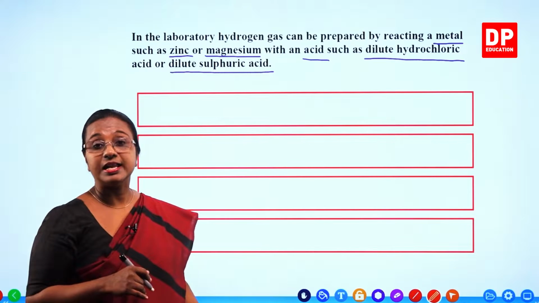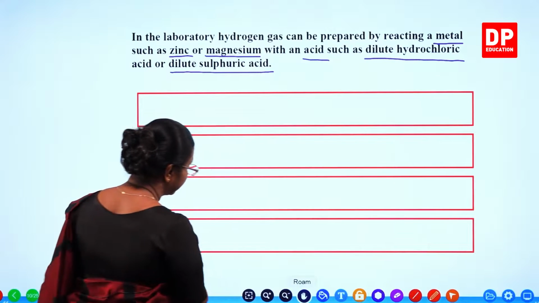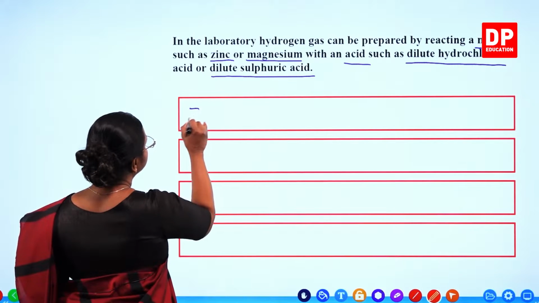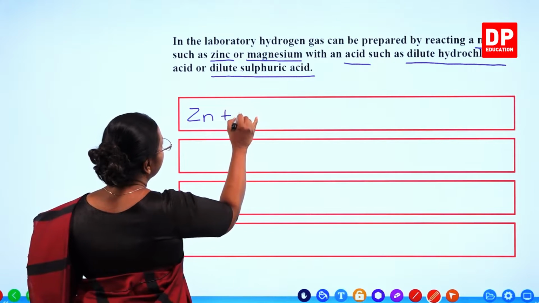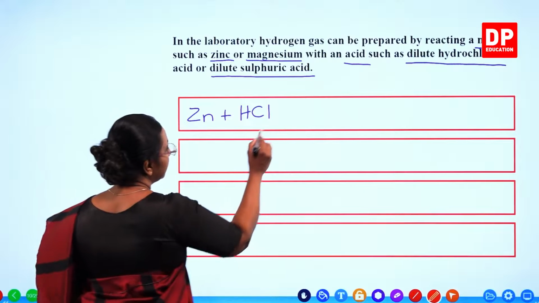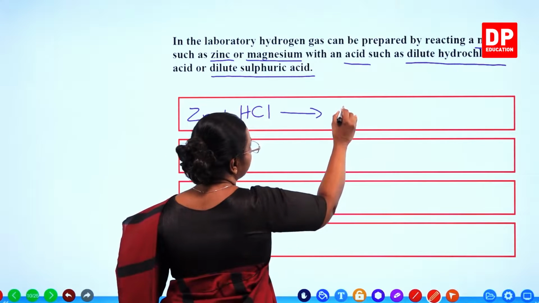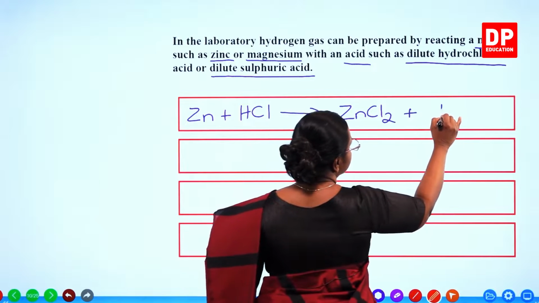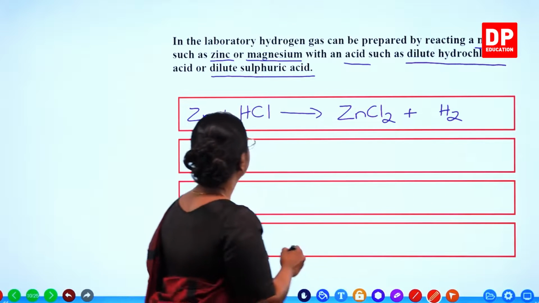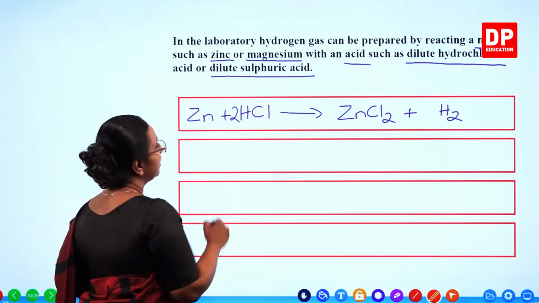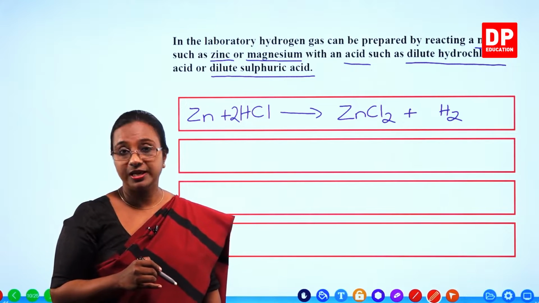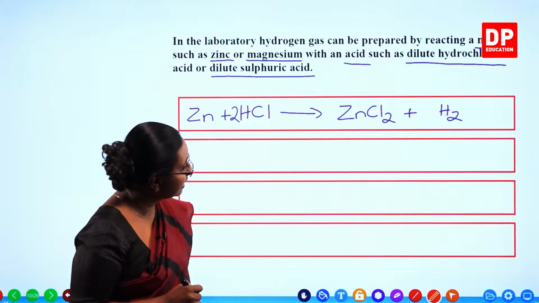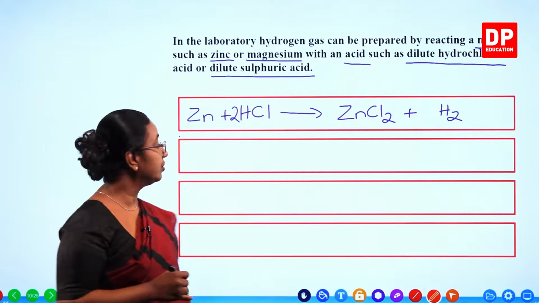You should know how to write the reactions between these metals and the acids. So if we take zinc and dilute hydrochloric acid, the products are going to be zinc chloride, ZnCl2, plus H2 gas. To balance the equation, we need to have 2 hydrochloric acid. So Zn plus 2HCl giving rise to ZnCl2 plus H2 gas.